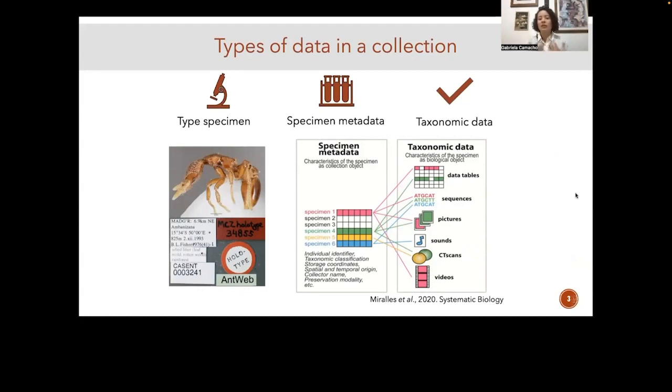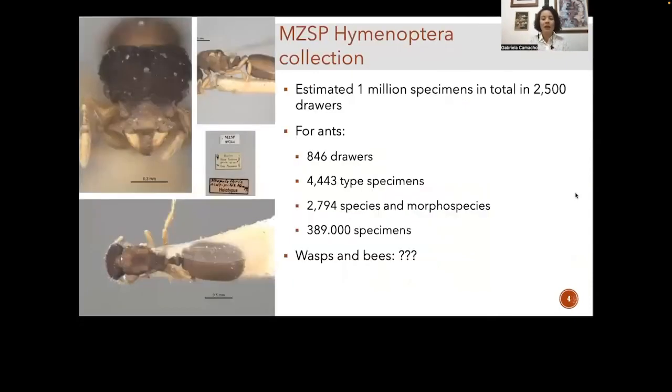But from these labels, we can take a lot of specimen metadata, which are the characteristics of the specimen as a collection object, which are their taxonomic classification, storage coordinates, spatial and temporal origin, among others, and taxonomic data, which are the characteristics of the specimen as a biological object. And to have access to all this information is by digitizing the collection and making it available publicly.